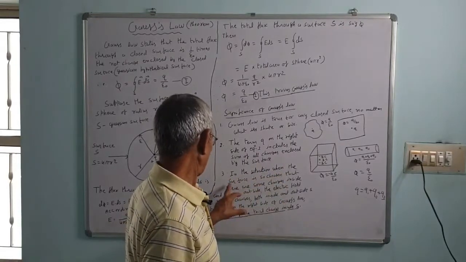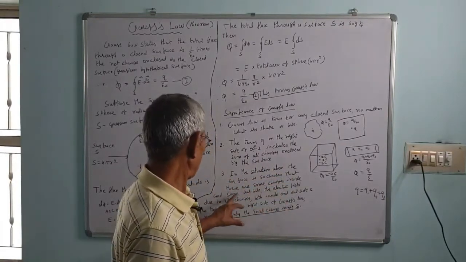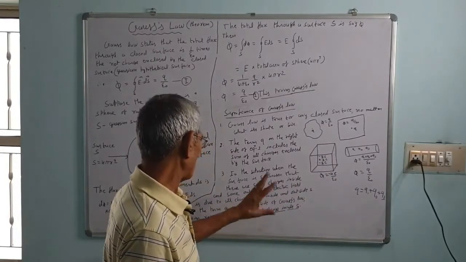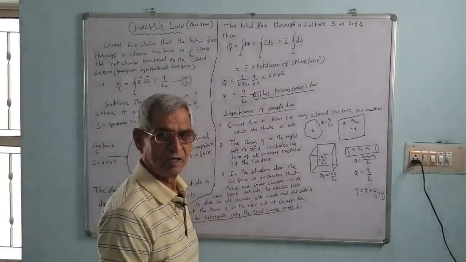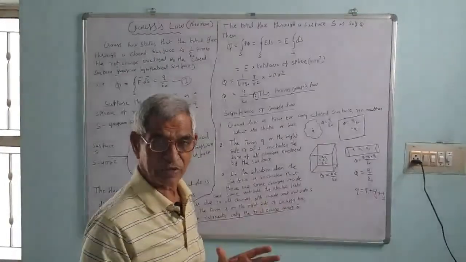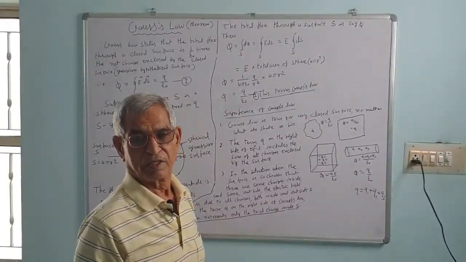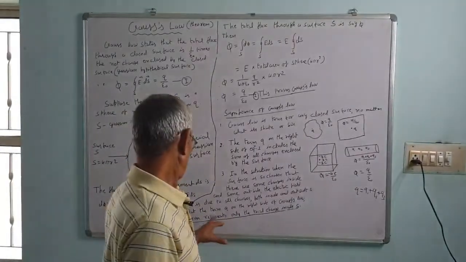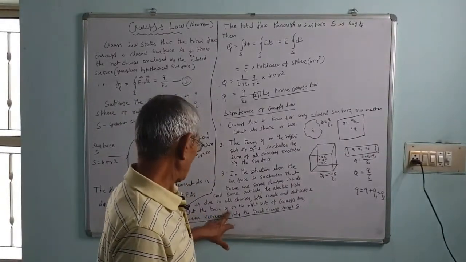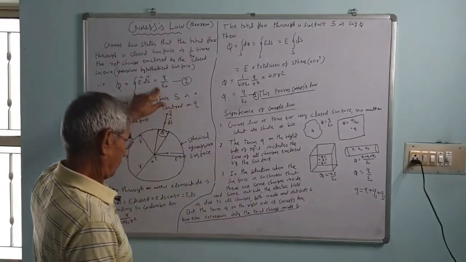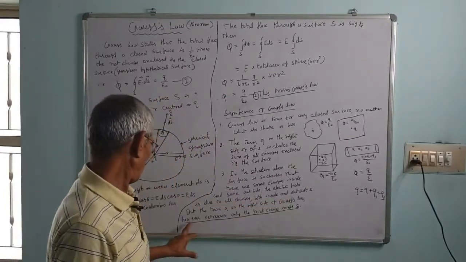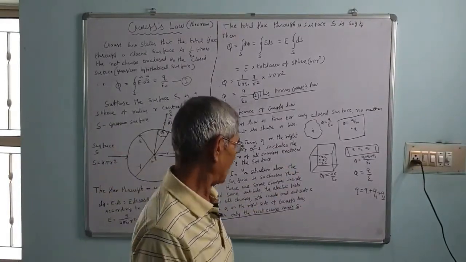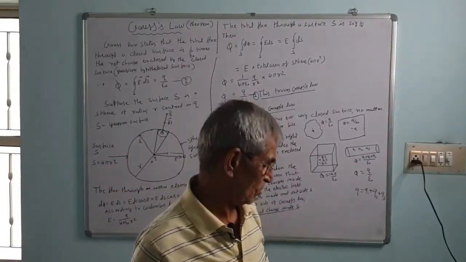In the situation when the surface is so chosen that there are some charges inside and some outside, the electric field is due to all charges, both inside and outside. But the flux, the total flux according to Gauss law, is connected only with the charge enclosed inside. The term Q on the right side of the Gauss law, however, represents only the total charge inside S, inside the surface. That's all.